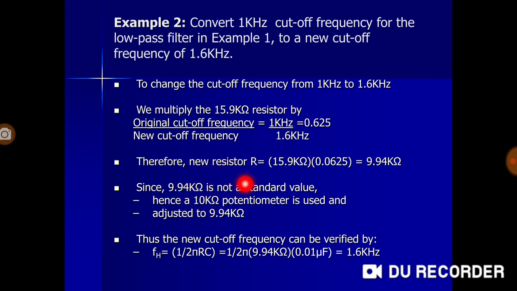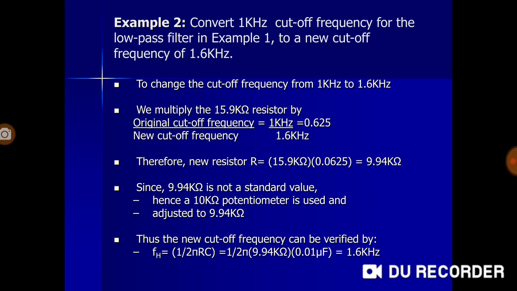Now the new resistor that has to be used is the old resistor, 15.9 kilo ohm, the earlier one that we were using, times the ratio that we found, FH by FH dash, that is 0.625. The new value comes in. Earlier we were using a 20 kilo ohm potentiometer. Now we see it is 9.94 kilo ohm. So we can easily replace it by a 10 kilo ohm potentiometer and fix it at 9.94 kilo ohm. That will give us the new circuit of the low pass filter with a new cutoff frequency of 1.6 kilohertz.